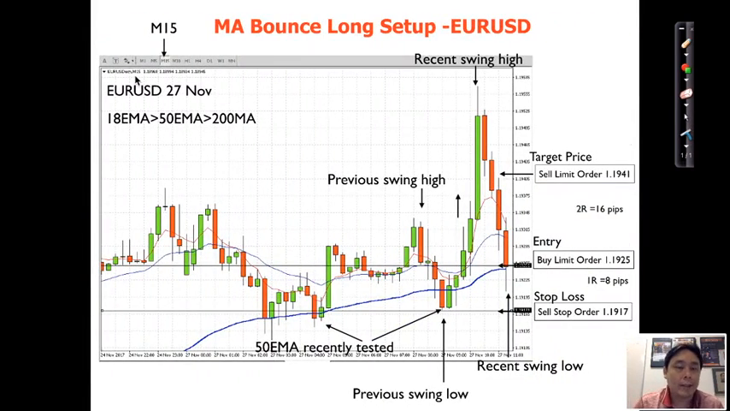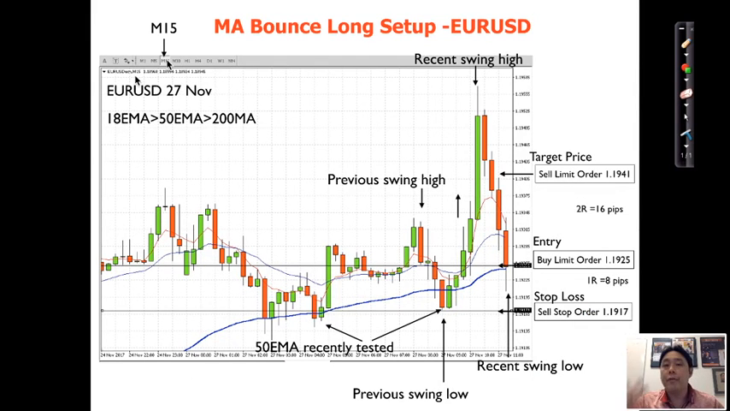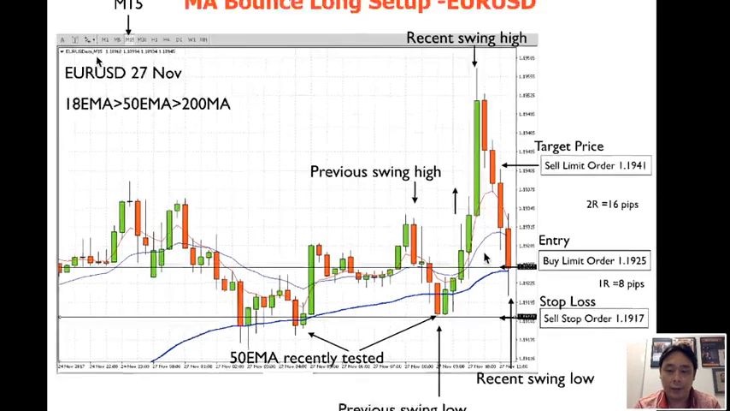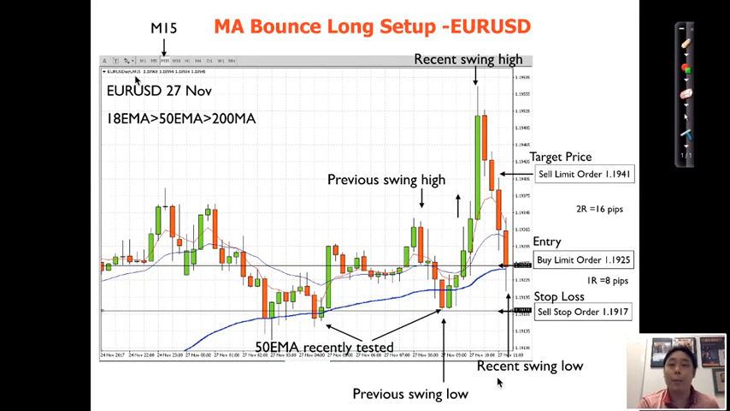So the next trade example we're going to look at is Euro USD on the 27th of November. Again, we're looking at the 15-minute candles. That's where we're going to place our entry. Do we have a very clear uptrend? Is the 18 above the 50? Is the 50 above the 200? Yes, as you can see, the 18, which is the blue line, is above the 50. The 50 is above the 200, which is somewhere below. You can't see it in the chart, but it's somewhere below. All right?